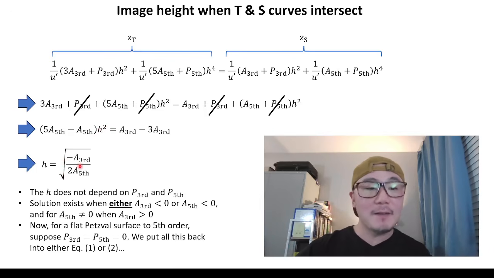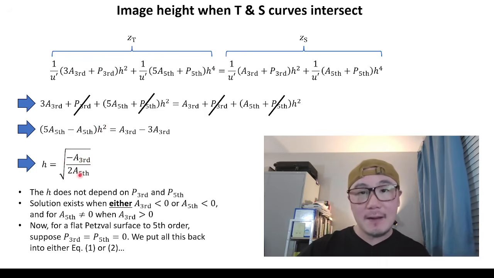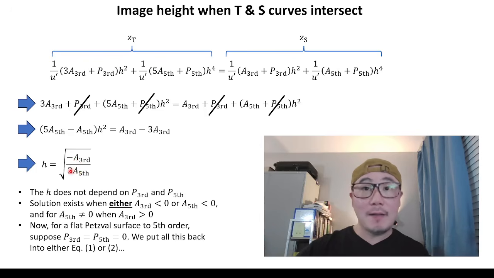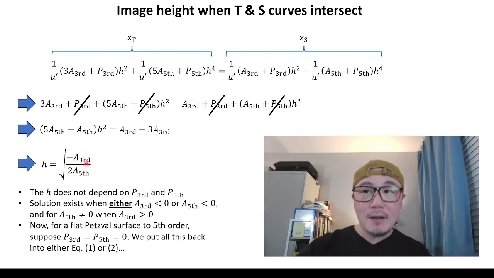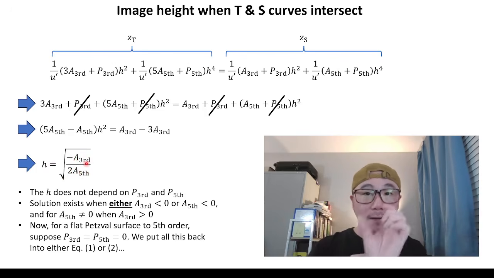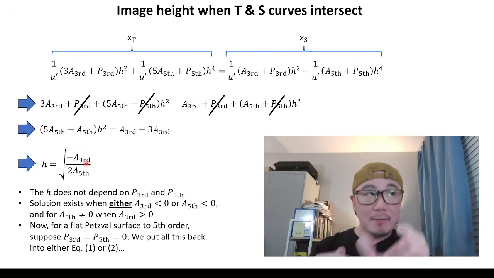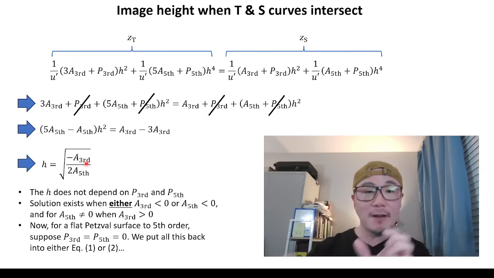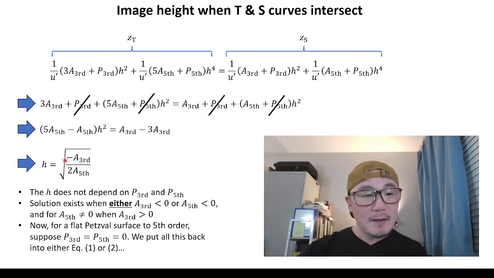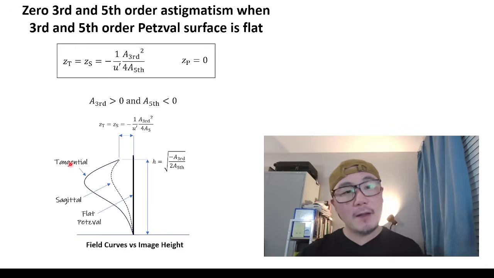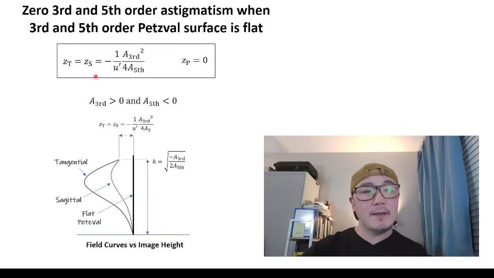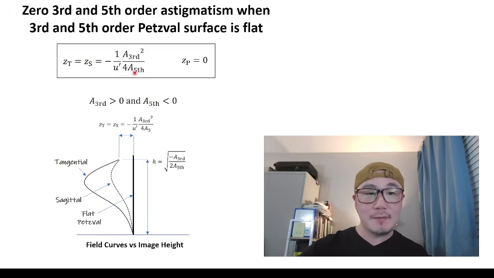And it can be real because if either A3 or A5 is negative, then you've got a square root of a positive number, right? So at this field height, they intersect. So what is the displacement? What is the focal displacement across the field when they intersect? Right? So you plug this H back into the previous equations, and you end up with this, where your ZT equals ZS, with the displacement equal to this magnitude, right?